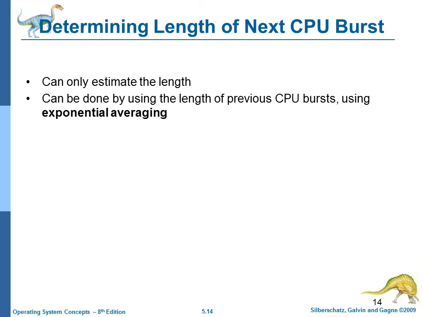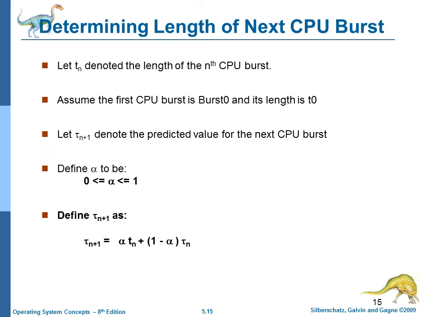One simple, fast, and relatively accurate method is the exponential average, which can be defined as follows. The estimated time for i plus 1 is equal to alpha multiplied by the burst time of i, which is the previous process, plus (1.0 minus alpha) multiplied by the estimated time of i.